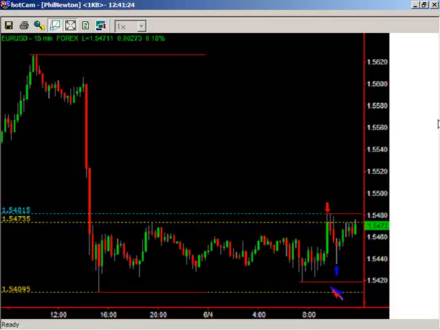This is how I trade these strategies. But for you yourself, it might be a case where you don't want to trade counter trend, and that's a decision that you have to make.